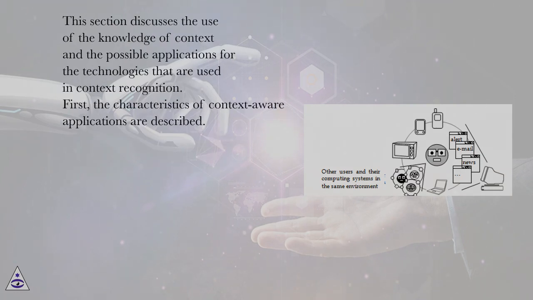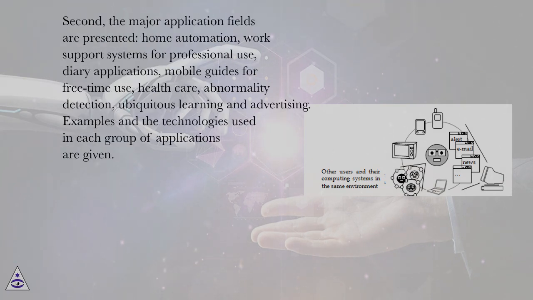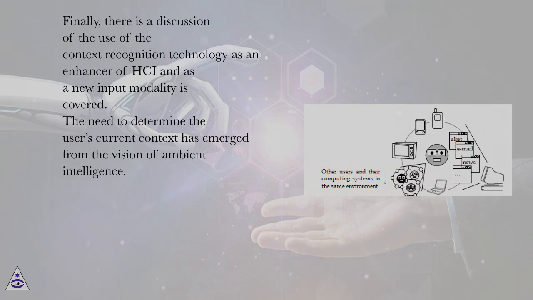This section discusses the use of the knowledge of context and the possible applications for the technologies that are used in context recognition. First, the characteristics of context-aware applications are described. Second, the major application fields are presented: home automation, work support systems for professional use, diary applications, mobile guides for free time use, healthcare, abnormality detection, ubiquitous learning and advertising. Examples and the technologies used in each group of applications are given. Finally, there is a discussion of the use of the context recognition technology as an enhancer of HCI and as a new input modality.